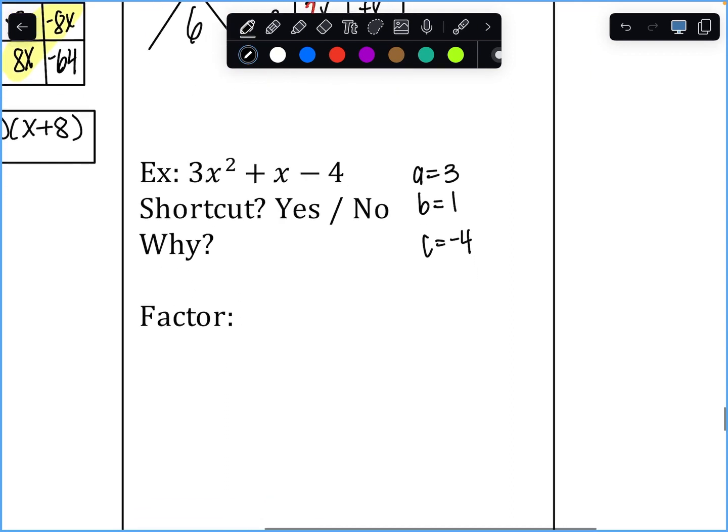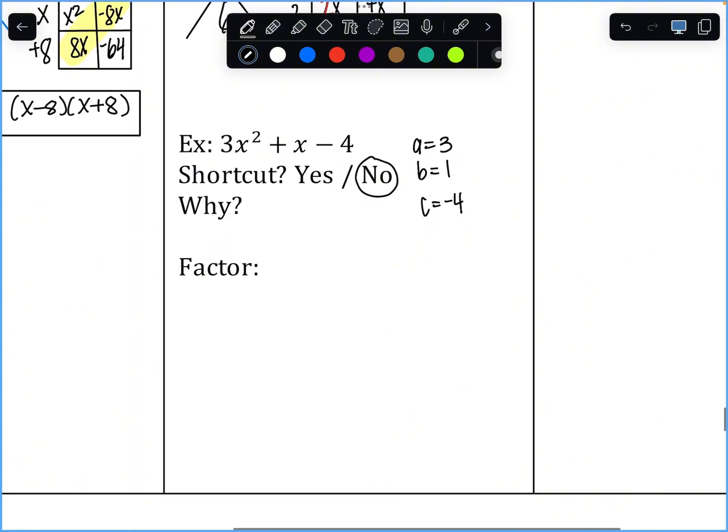Okay, so therefore, the shortcut, can we use it? In this case, we can't. We can use diamond. You can always use diamond and always get the right answer. Negative 12, 1, right? 3 times negative 4 is negative 12, and then 1, then 4 times 3 is 12, but one of them has to be negative. Yeah, one of them has to be negative. Good job.